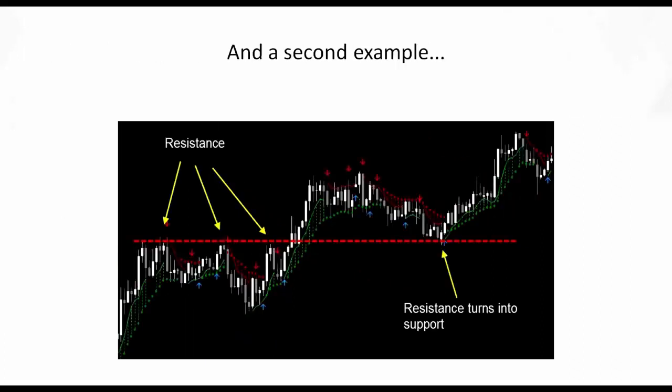Another example. We've got resistance, resistance, resistance. Finally, it breaks through and then comes back to test that level as support. Now, we've got a couple of different tests, but when we get a trade that takes off of this, the market does move quite well. It moves quite nice off of that level.